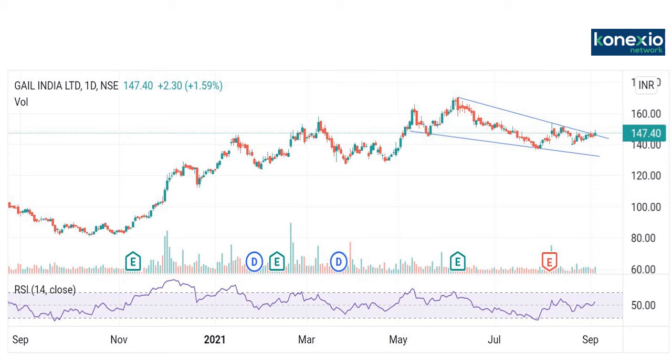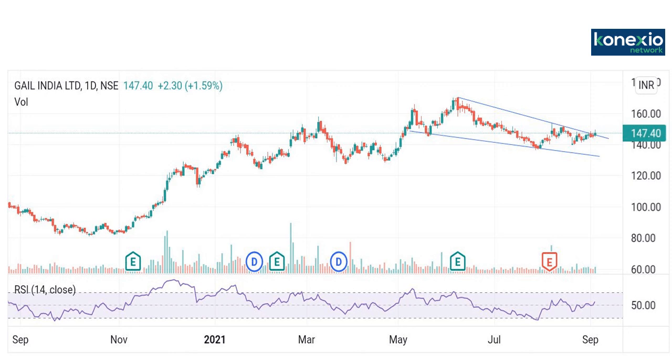But looking at the daily setup, RSI is also indicating some sort of positive trend from the lows which were made in mid July. So which clearly indicates that the stock is quite poised for an upside rally from the current levels. So positional traders, swing traders, long-term investors can accumulate GAIL from the current levels. The current market price is 147. One can accumulate from current levels, which is 147 to 140, for an upside target of 170 to 175 in the next 4 to 5 months.